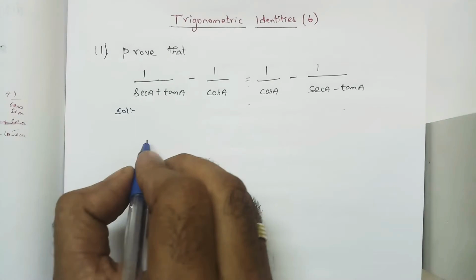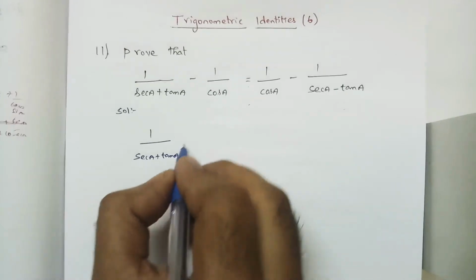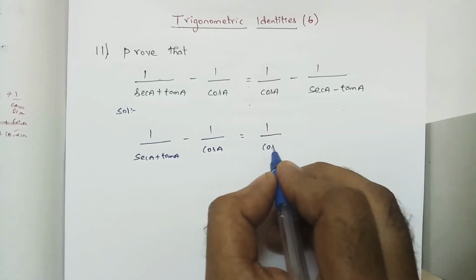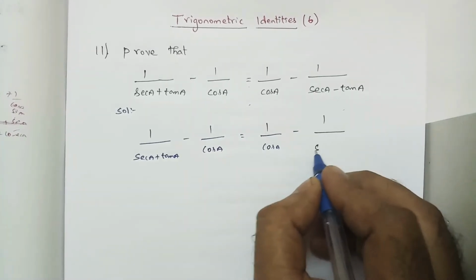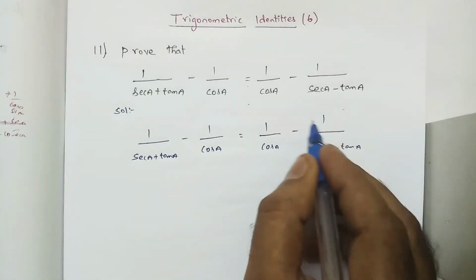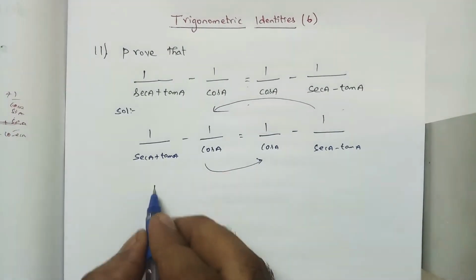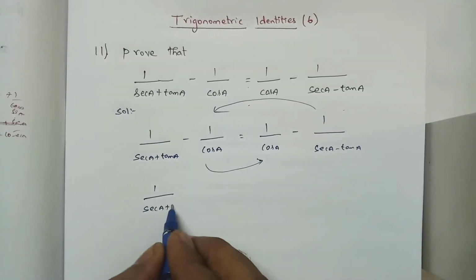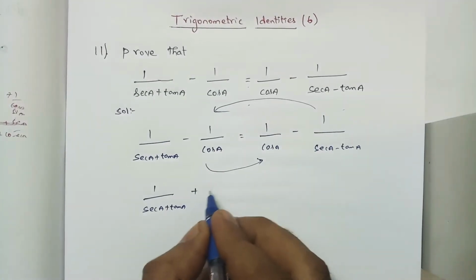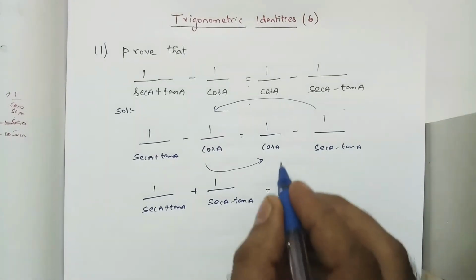So I'm just taking that. Once again, I'm just writing the question. 1 by cosec a plus tan a minus 1 by cos a is equal to 1 by cos a minus 1 by cosec a minus tan a, right? I'm just going to bring this minus 1 by cosec a minus tan a to the LHS and minus 1 by cos a to the RHS. So it will become 1 by cosec a plus tan a plus 1 by cosec a minus tan a is equal to, already what is there in RHS?